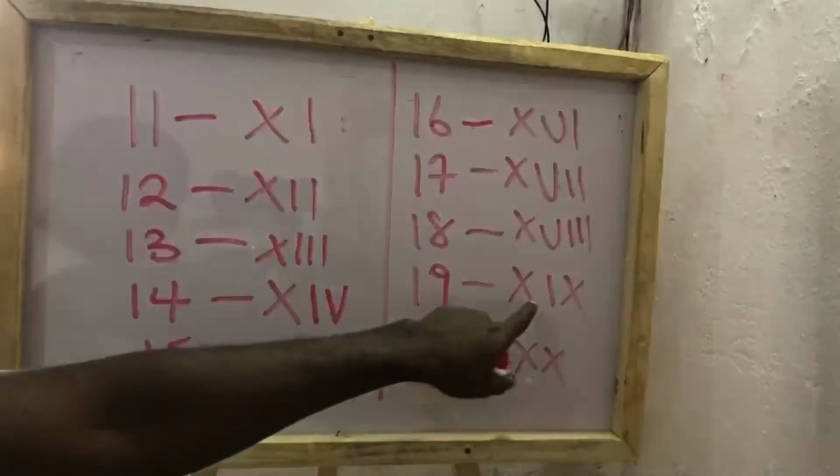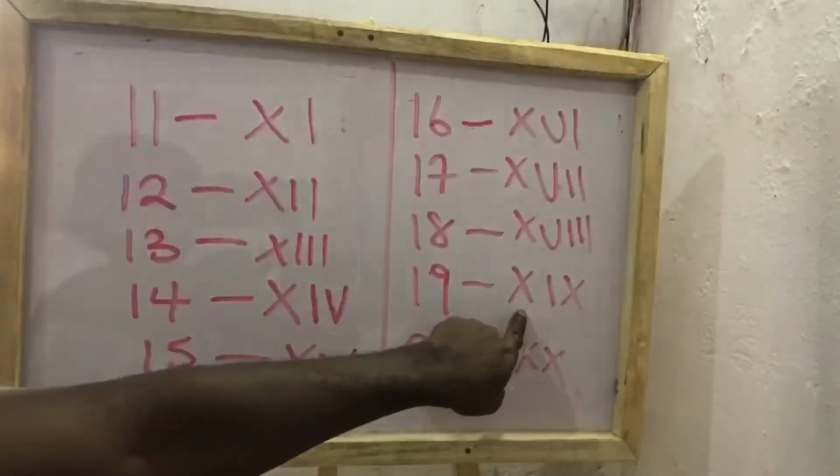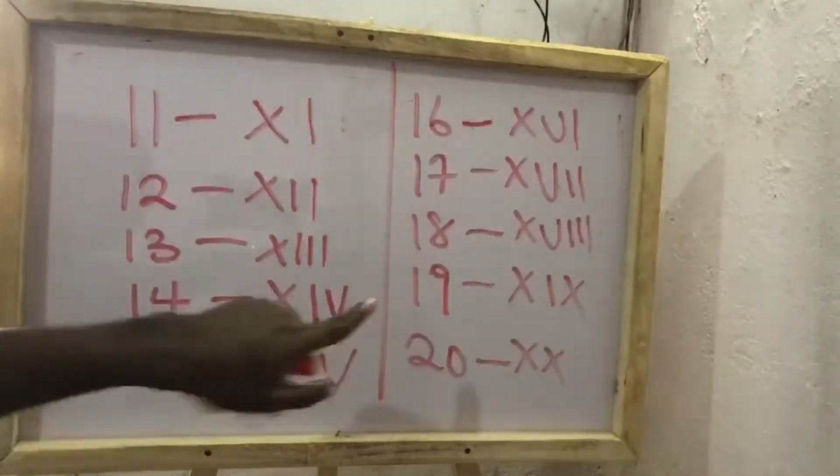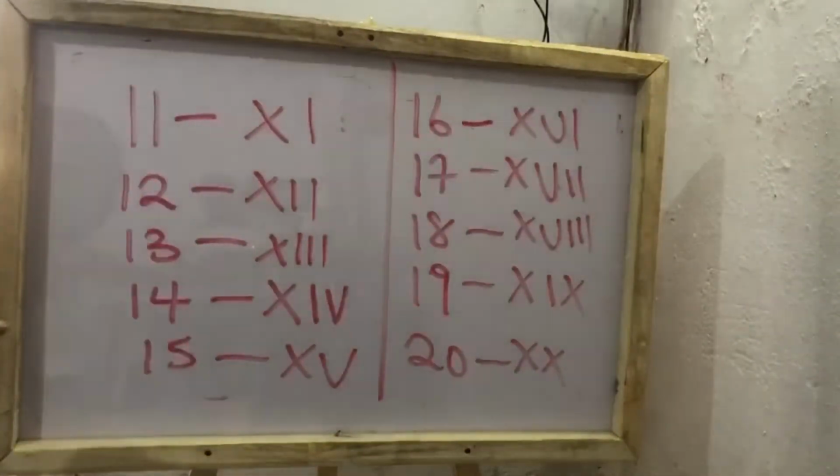Now, the 19, X is 10, IX is 9. So 10 plus 9 is 19. Okay? So that means our 1 to 10 is like the foundation for 11 to even 2000. So once you are able to grasp that of 1 to 10, the rest are simple.